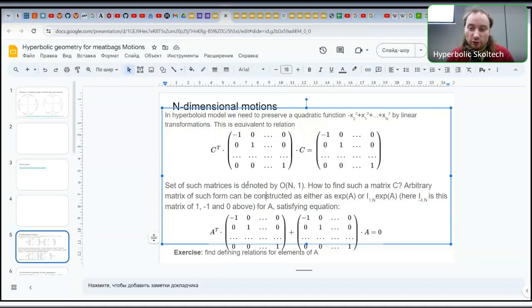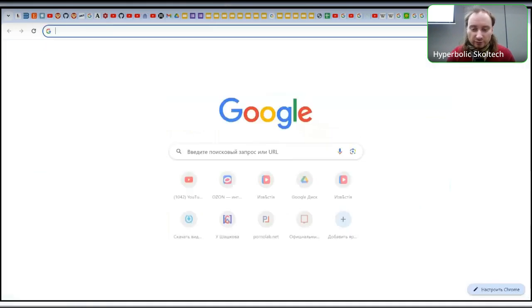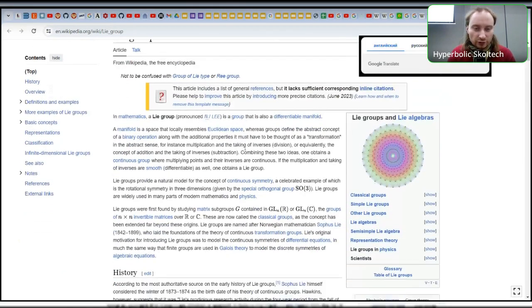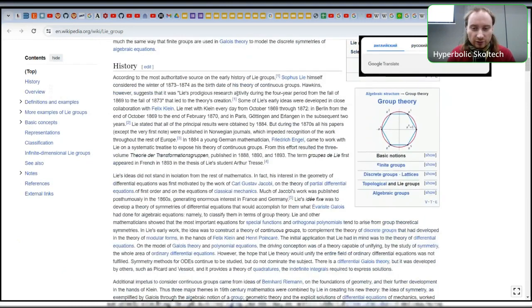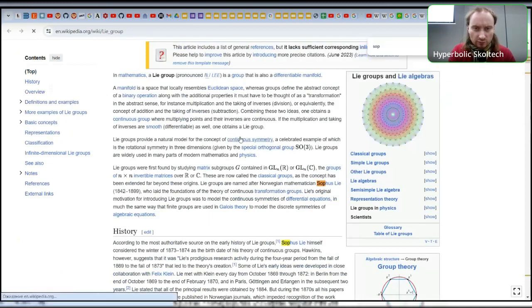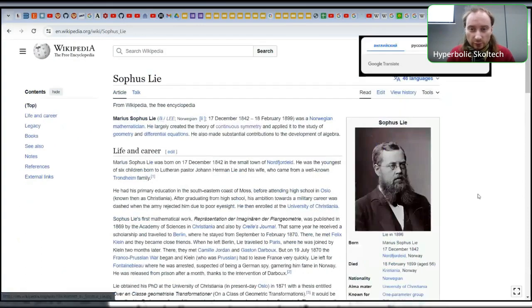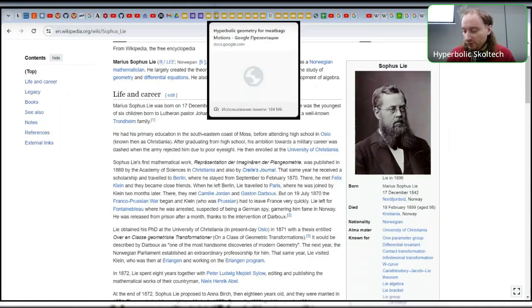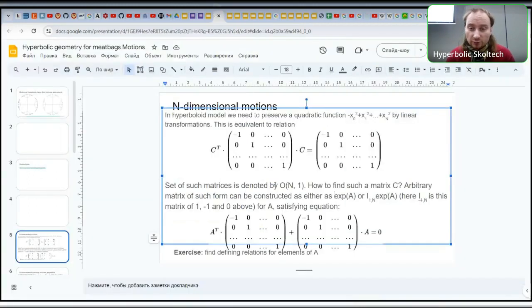What is a Lie group actually? Let me show you. There was a mathematician from Norway, Sophus Lie, who defined Lie groups. So this guy defined his Lie groups, and what is it? It is some continuous sets of matrices, and those sets should be closed under the operations of matrix multiplication and taking an inverse.